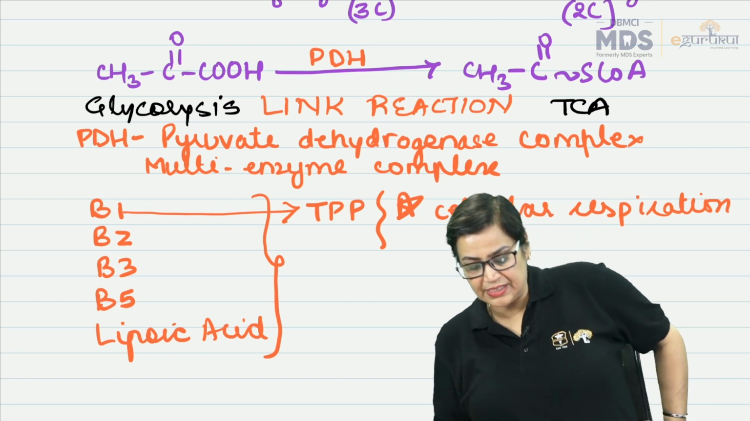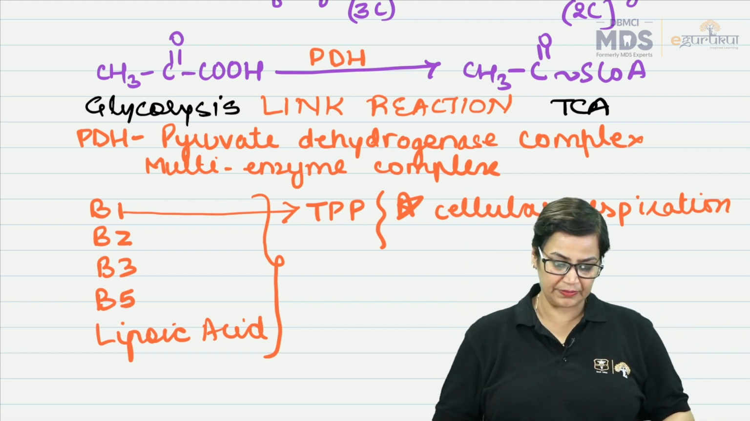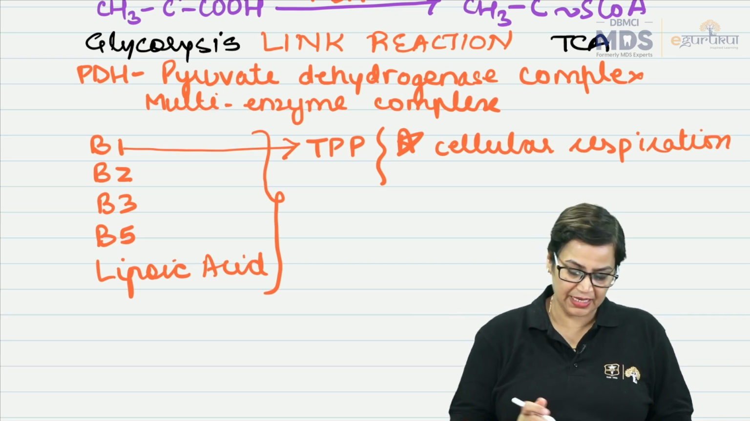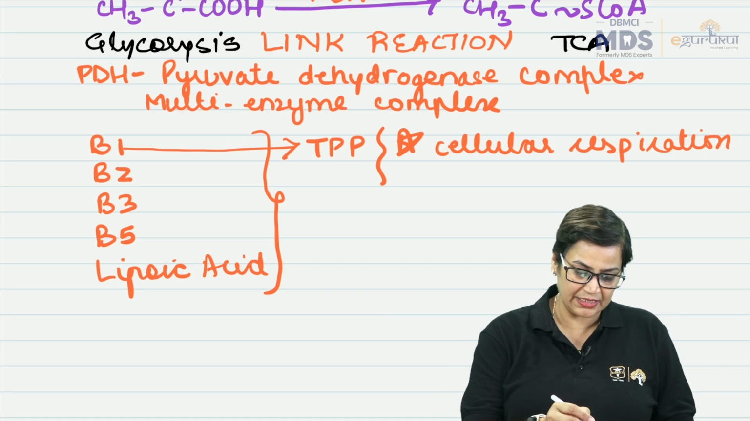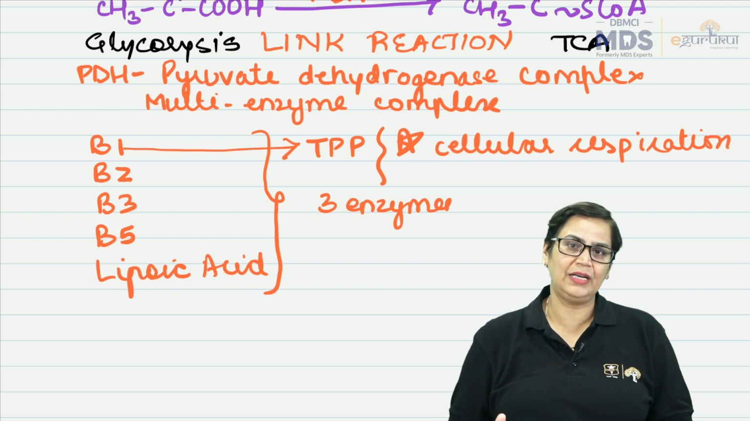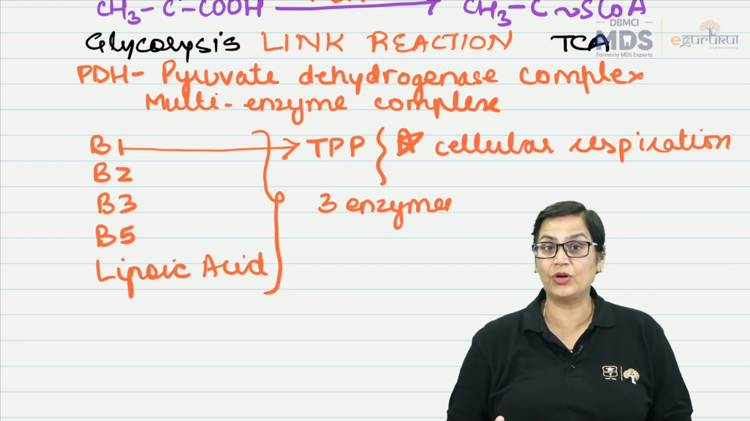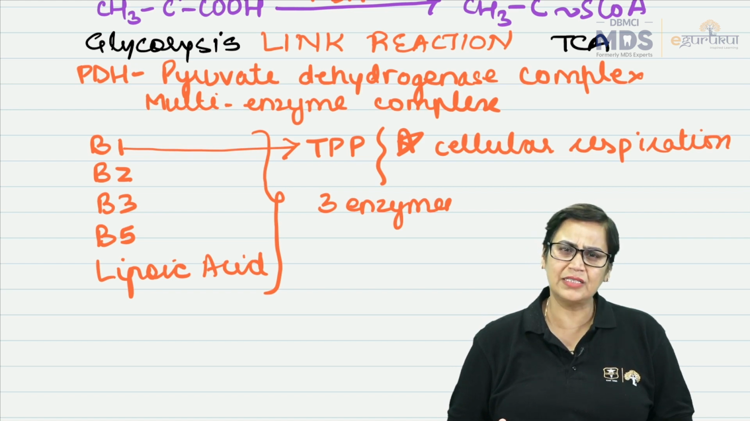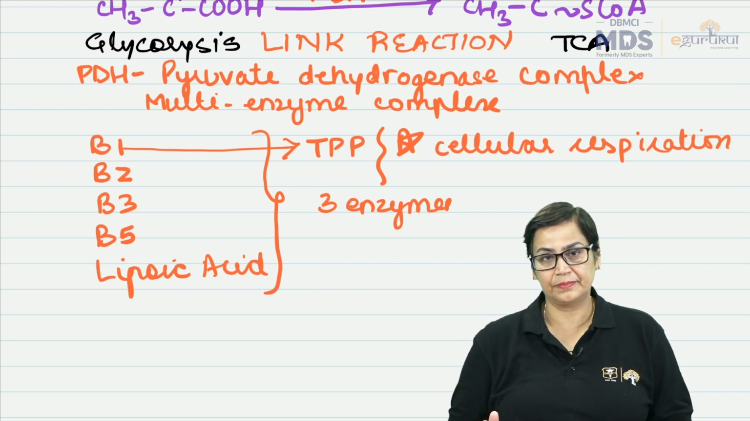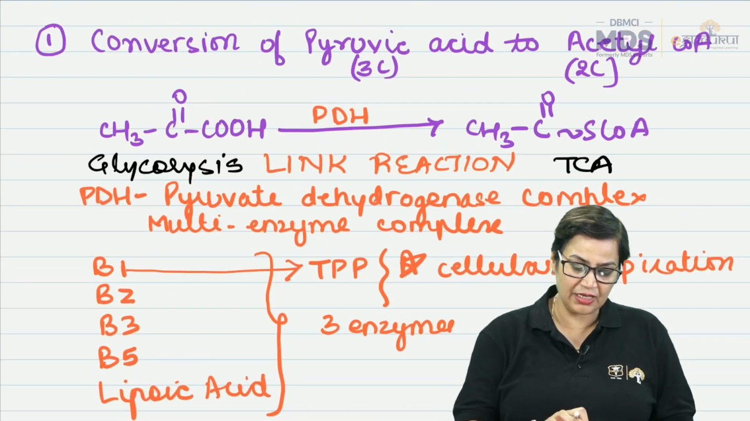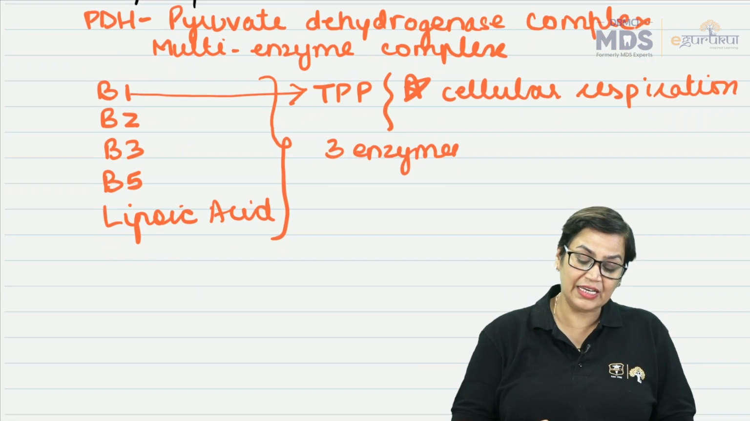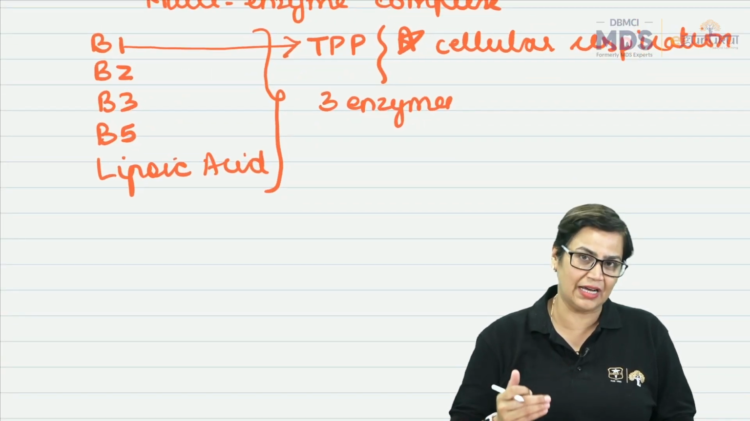Clear? So this is a very important feature of thiamine pyrophosphate. Okay? And along with these 5 vitamins, it requires 3 enzymes also. That is why it is an example of a multi-enzyme complex. This is a very important question which has been asked in your exam so many times, either in this way or in some other way. Clear? So this is one reaction, conversion of pyruvic acid to acetyl coenzyme A. In this process, oxidative decarboxylation occurs.